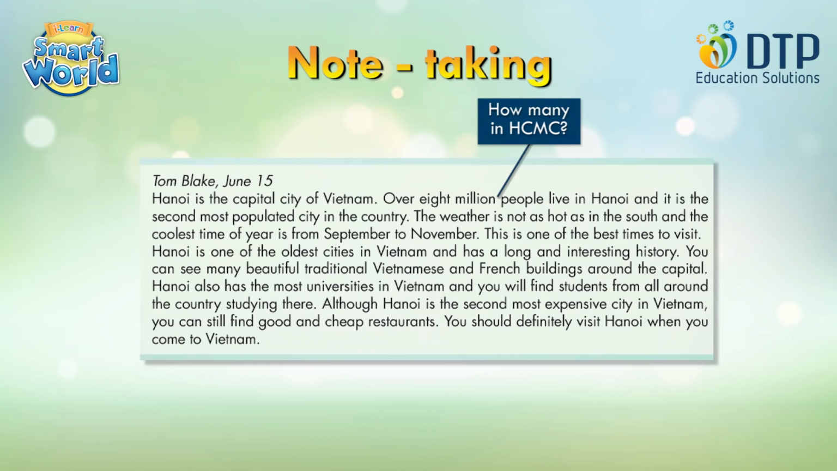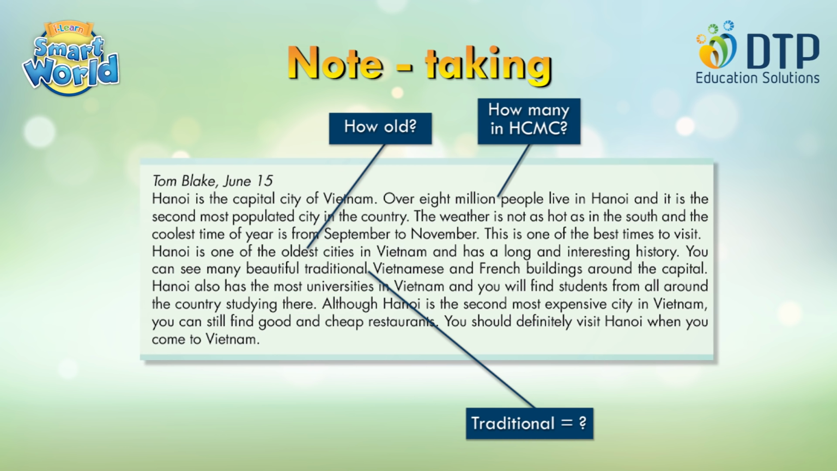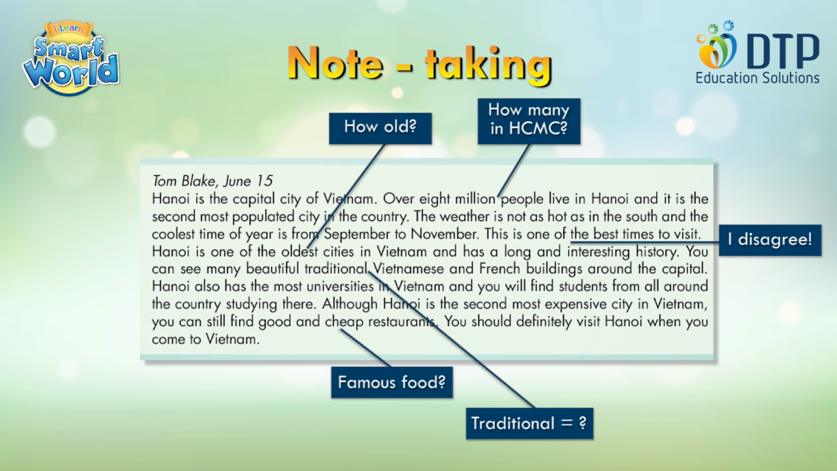It says that Hanoi is one of the oldest cities in Vietnam. Well, how old is Hanoi? And it says we can see many beautiful traditional Vietnamese and French buildings. Now, I'm a student, I don't know what traditional means. So I need to highlight that and define what that means. And it says there that you can still find good and cheap restaurants. That makes me think, what is a famous food about Hanoi?